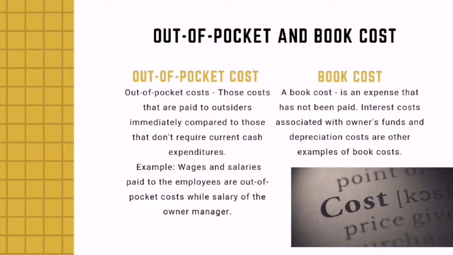Out-of-pocket and book costs. Out-of-pocket costs are those costs that are paid to outsiders immediately, compared to those that don't require current cash expenditures. Example, wages and salaries paid to the employees are out-of-pocket costs, while the salary of the owner-manager is not. A book cost is an expense that has not been paid. Interest costs associated with owner's funds and depreciation costs are other examples of book costs.